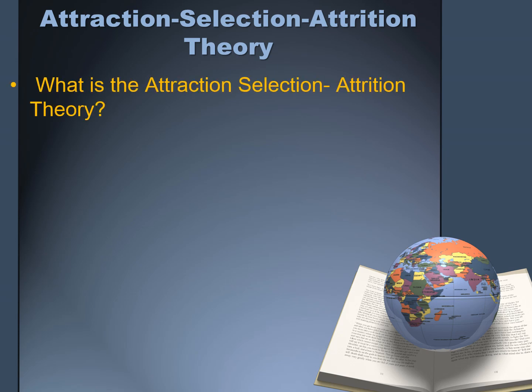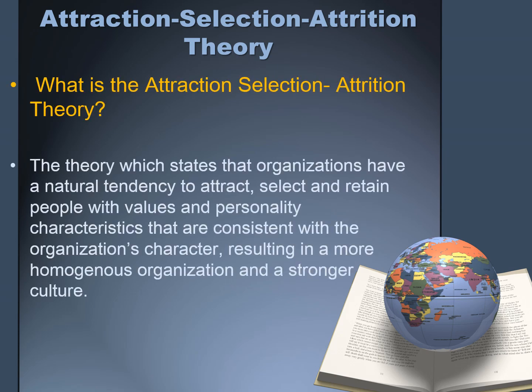The attraction, selection, attrition theory states that organizations have a natural tendency to attract, select, and retain people with values and personality characteristics that are consistent already with the organization's character or culture, resulting in a more homogeneous organization and a stronger culture.